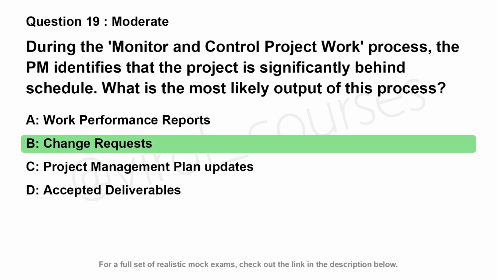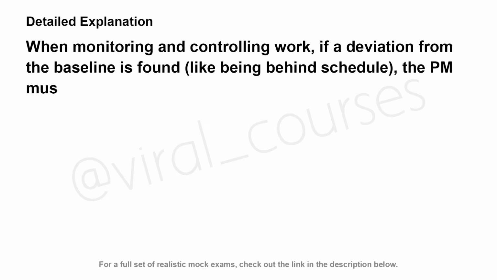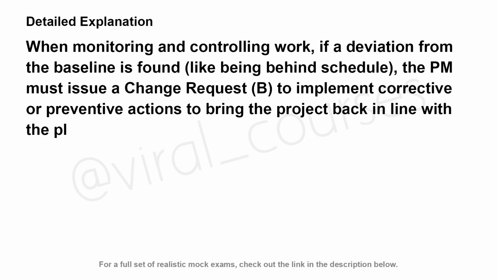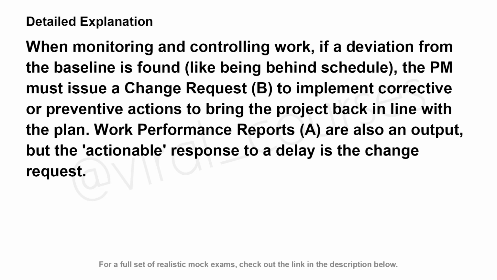The correct answer is B. When monitoring and controlling work, if a deviation from the baseline is found, like being behind schedule, the PM must issue a change request. B. To implement corrective or preventive actions to bring the project back in line with the plan. Work performance reports, A, are also an output, but the actionable response to a delay is the change request.